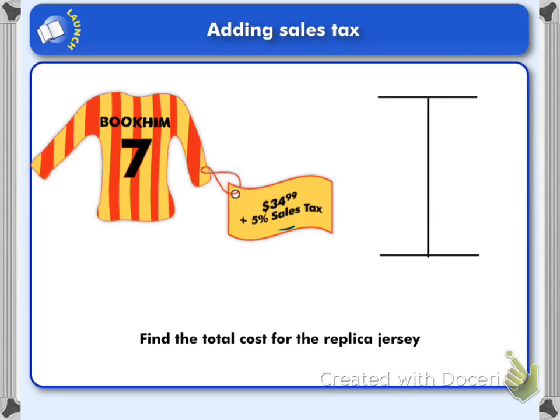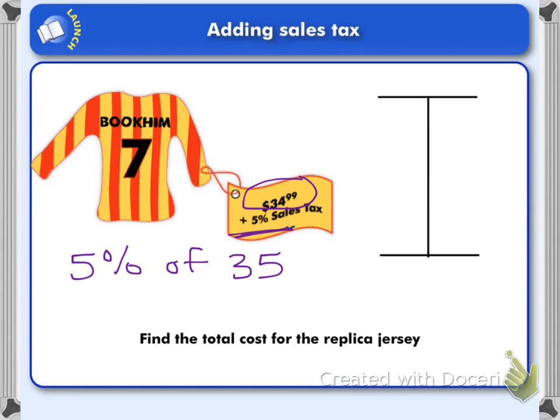Okay, so that was all discounts and sale prices, but what if you need to add sales tax on? So here's an example. If I buy this amazing jersey here, Bookham, number 7, my jersey looks like it costs $34.99, but I need to add 5% sales tax on. So hopefully you remember how to do this. 5% of, maybe we should round this one up too, just to be fun.